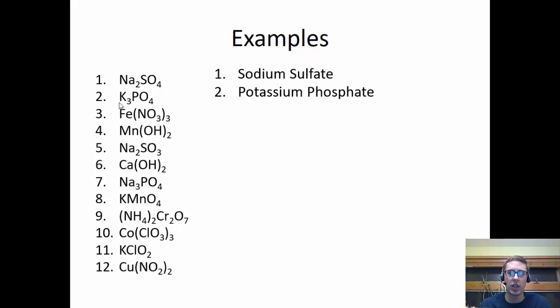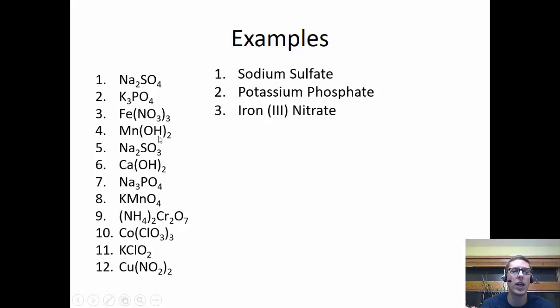However, the next one's a little trickier, because we know Fe is iron, and iron is a very common multivalent cation. Remember, it has a 2+ or a 3+. Well, we know nitrate, NO3, has a 1- charge. This whole thing in the parentheses has a 1- charge, and we have three of them, so 3 × 1- is 3-. Fe needs to balance that out, so we know it's a 3+. So we now have iron(III) nitrate.